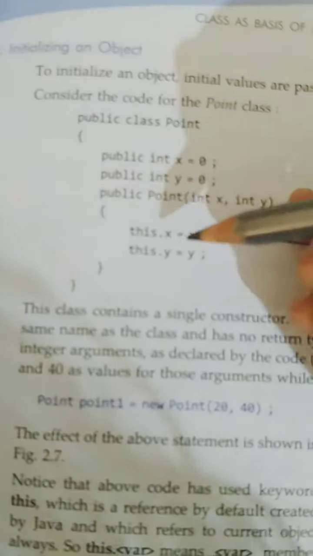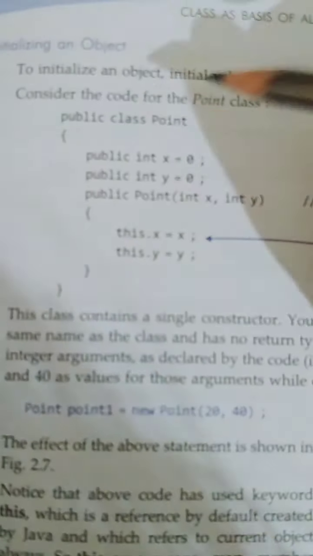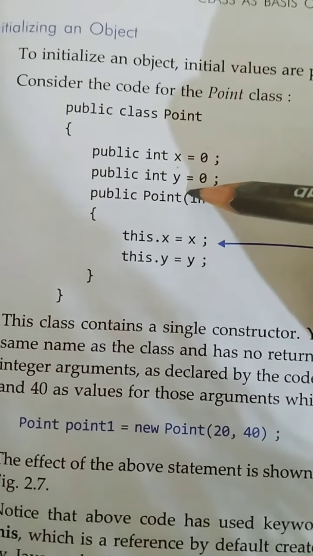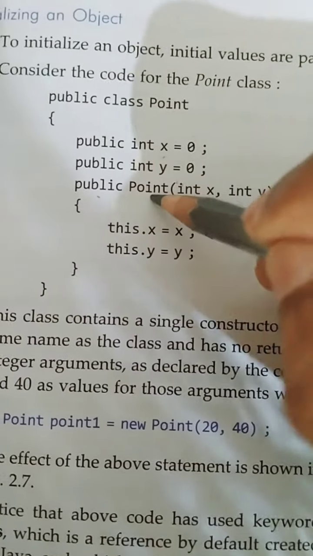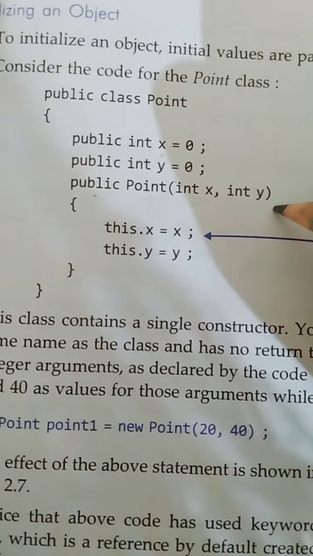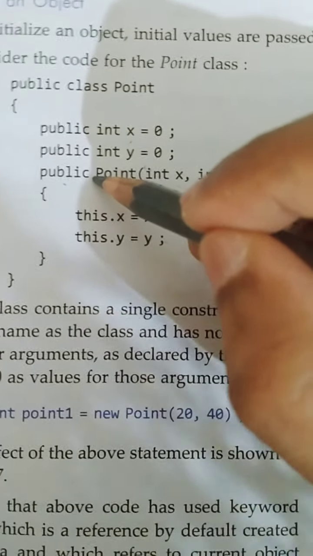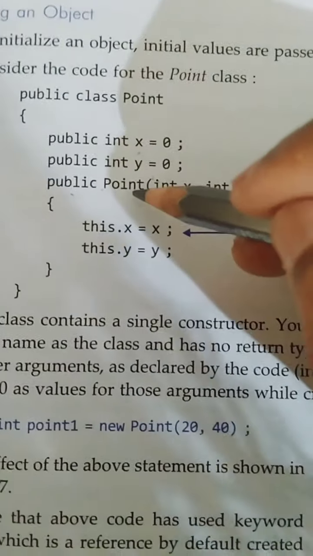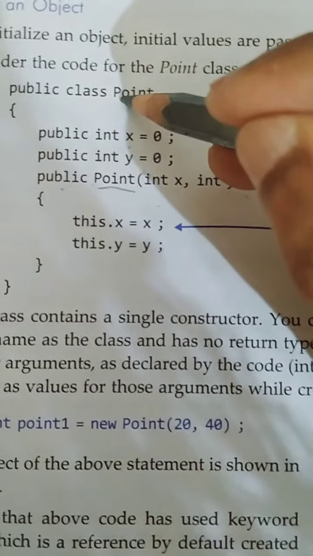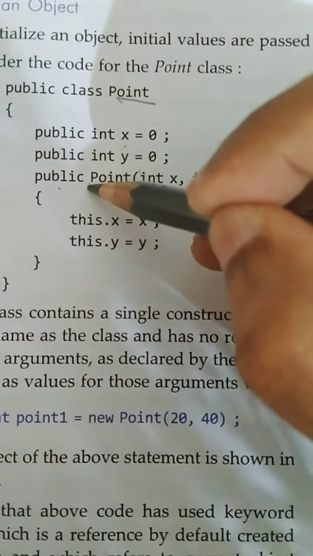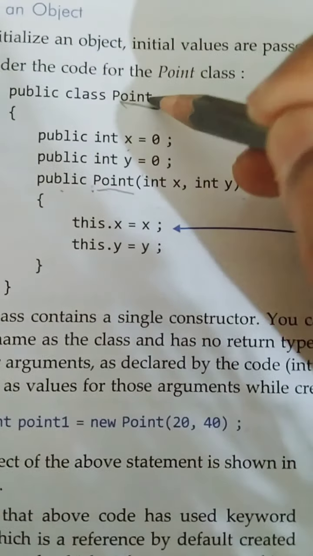See, they have shown an example. This is your class Point. You have two instance variables x and y, and public Point(int x, int y). You will be thinking that this is a method. No, this is not a method. See, its name is the same as your class, and there is no return type. And the name is the same as that of a class.